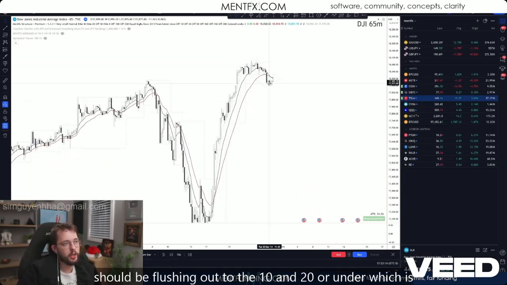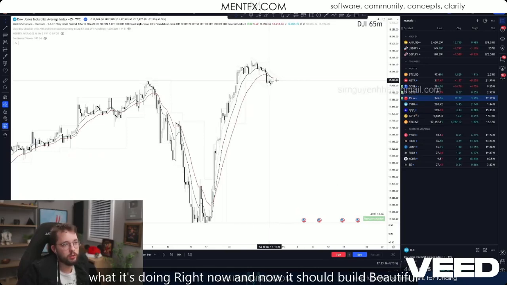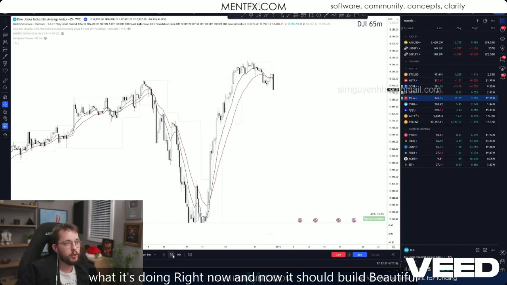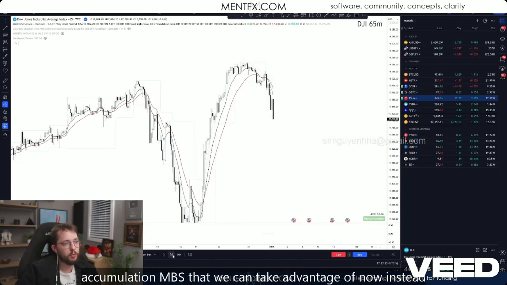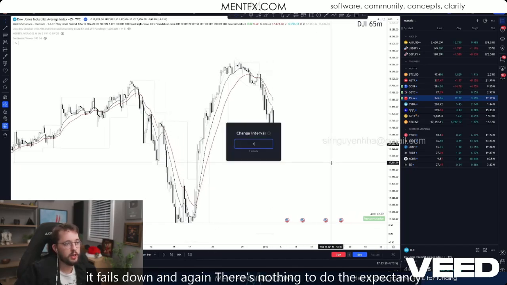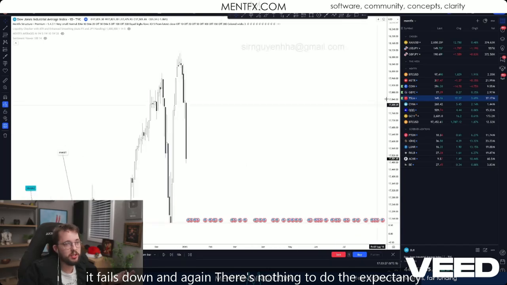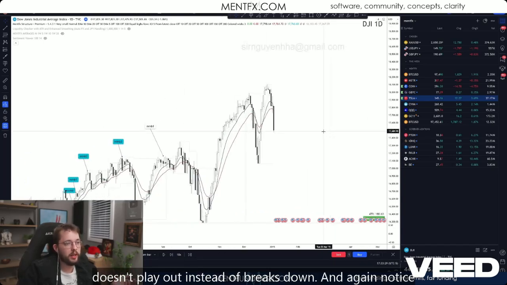Price should be flushing out to the 10 and 20 or under, which is what it's doing right now. And now it should build beautiful accumulation MBs that we can take advantage of. Now instead it fails down. And again, there's nothing to do. The expectancy doesn't play out, instead it breaks down.